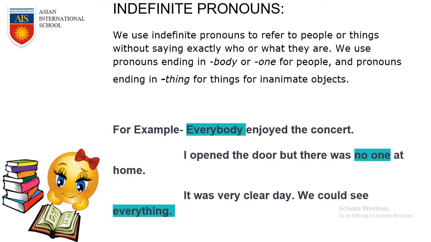In the third sentence you can see, it was a very clear day, we could see everything. So here also is something which is not particularly mentioned. We are saying that we could see everything. Just like this, we can say nothing, everything, no one, someone, everybody, nobody. All these words are indefinite pronouns because we are not saying something definitely or exactly.